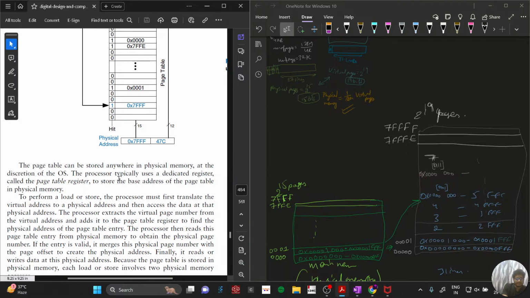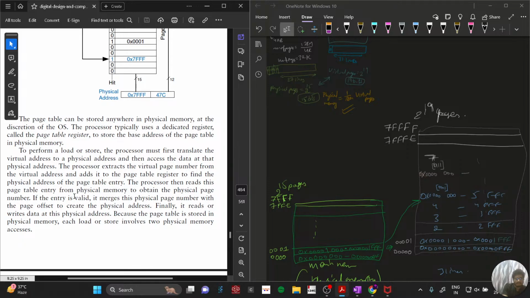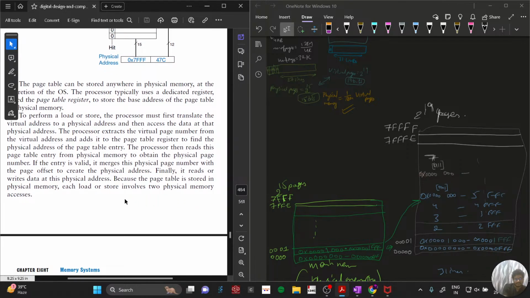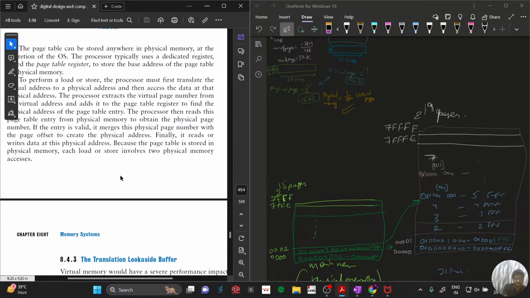The processor typically uses a dedicated register called the page table register to store the base address of the page table in physical memory. To perform a load or store, the processor must first translate the virtual address to a physical address and then access the data at that physical address. The processor extracts the virtual page number from the virtual address and adds it to the page table register to find the physical address of the page table entry. The processor then reads this page table entry from physical memory to get the physical page number. If the entry is valid, it merges the physical page number with the page offset to create the physical address. Finally, it reads or writes data at the physical address. Because the page table is stored in physical memory, each load or store involves two physical memory accesses.